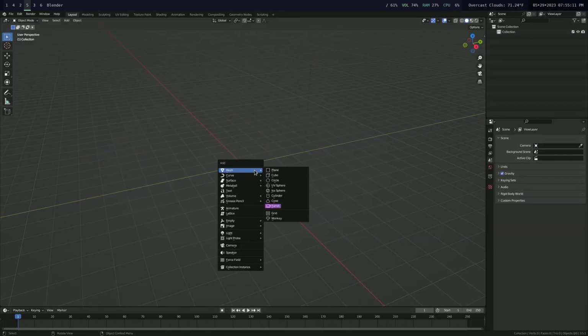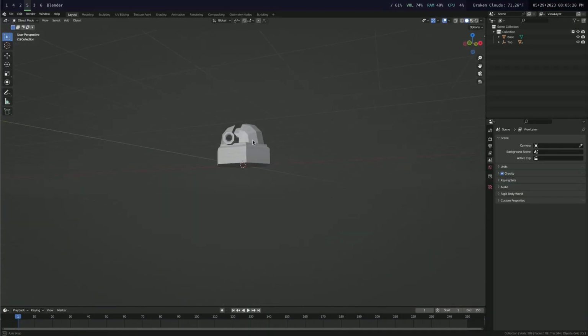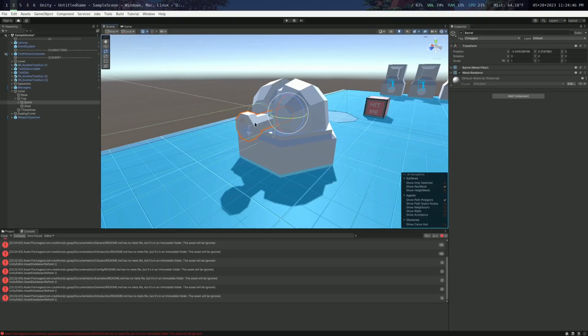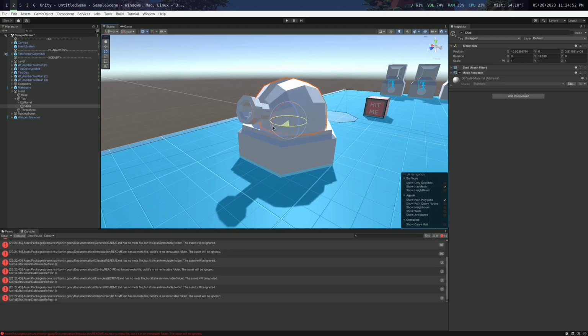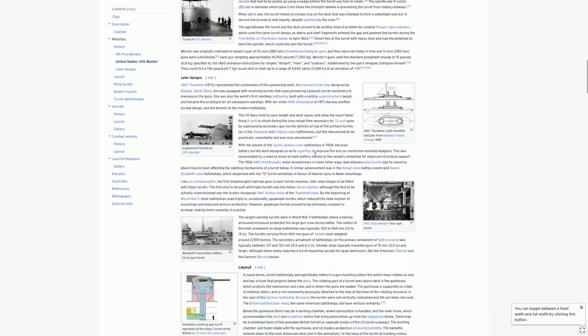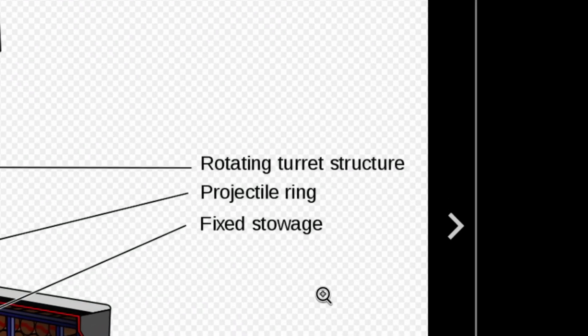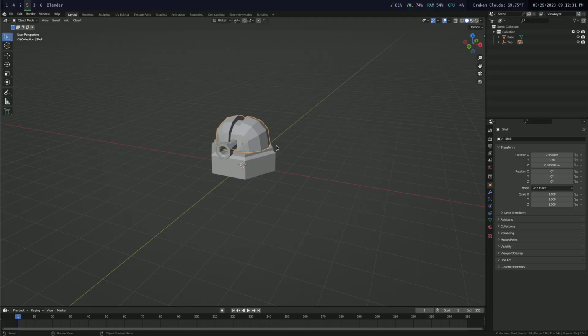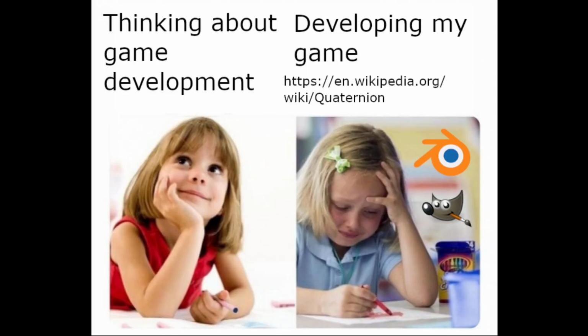And so I whipped up a silly little model in Blender and slapped it on the AI that I had already created. But then I was like, I want the barrel and the rotating turret structure to rotate on separate axes. In other words, 1 degree of freedom, 2 degrees of freedom. But that required me to get a goddamn PhD in quaternions.